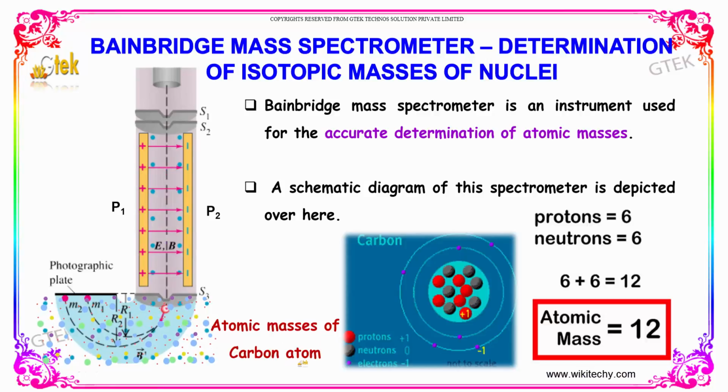So here is the atomic mass of the carbon atom. It's 12. Summing up your protons and neutrons, you get the atomic mass as 12. This is how we will be using the Bainbridge Mass Spectrometer to identify atomic masses.